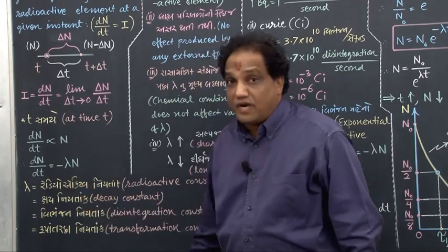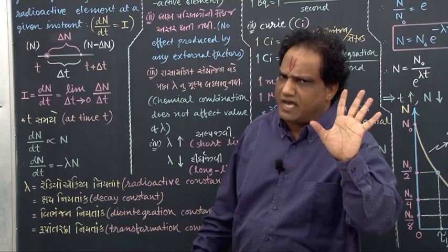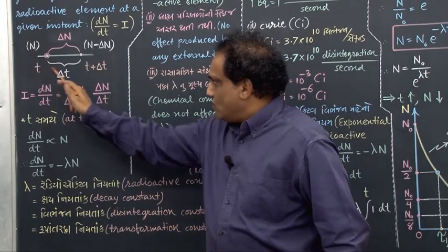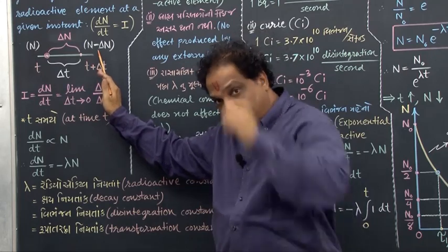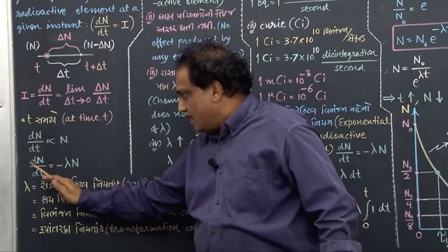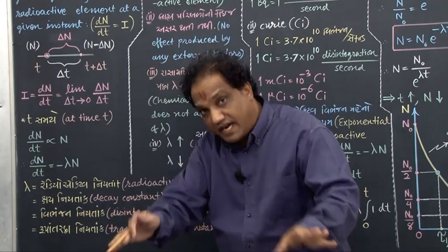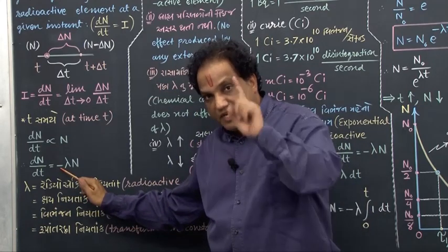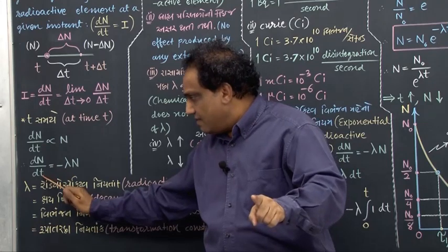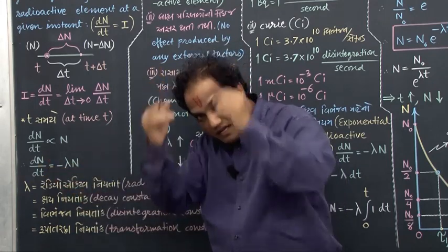Why do you have to put the negative sign? The very simple reason is this. As time passes on, the number of undisintegrated atoms goes on decreasing. So the time rate of disintegration is always negative. That's why we must place the negative sign here, which indicates that as time increases, this number decreases.